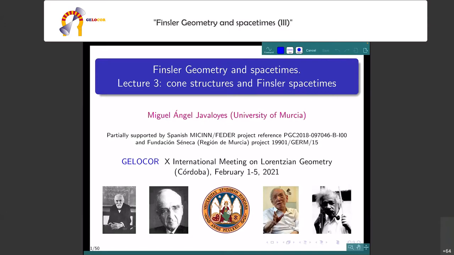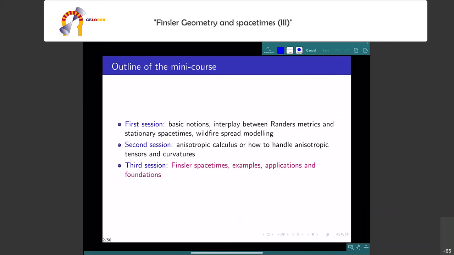Today is the third session, the last session of the MiniCourse. Let me recall what I spoke about in the first two sessions. In the first session, I wanted to make clear that when you have a classical spacetime and a Killing vector field, all the causality can be characterized in terms of a Finsler metric. Sometimes this Finsler metric is not classical, it's conic, but there is always a Finsler metric to study the causality of a classical spacetime with a Killing vector field.